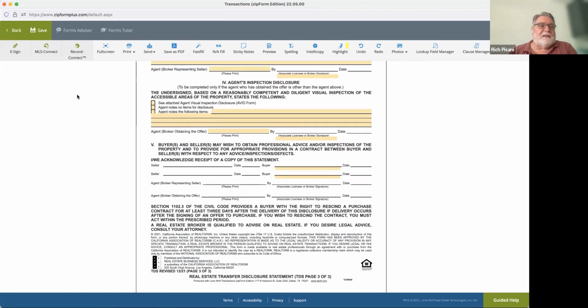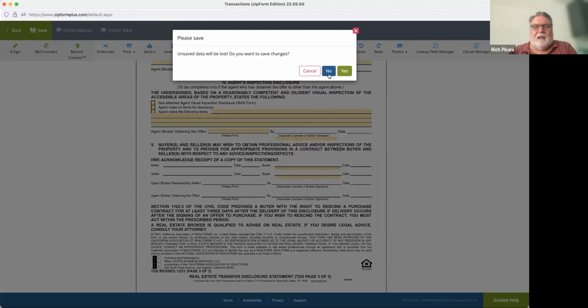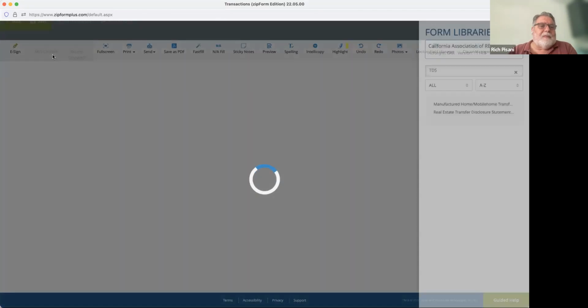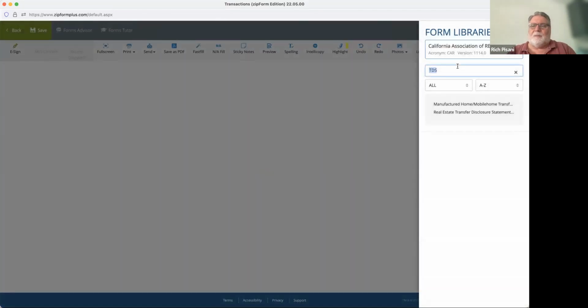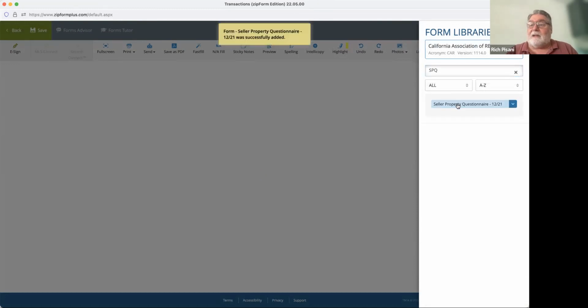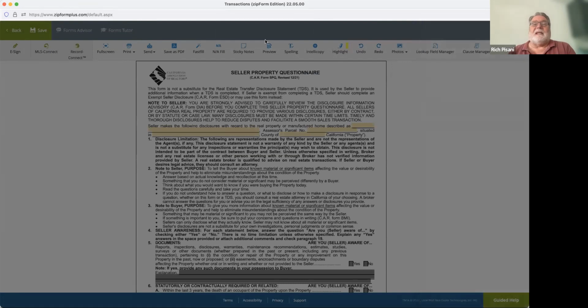So this is the TDS, which is required by statute. And then there is the SBQ, which is required contractually, because it's in the contract.